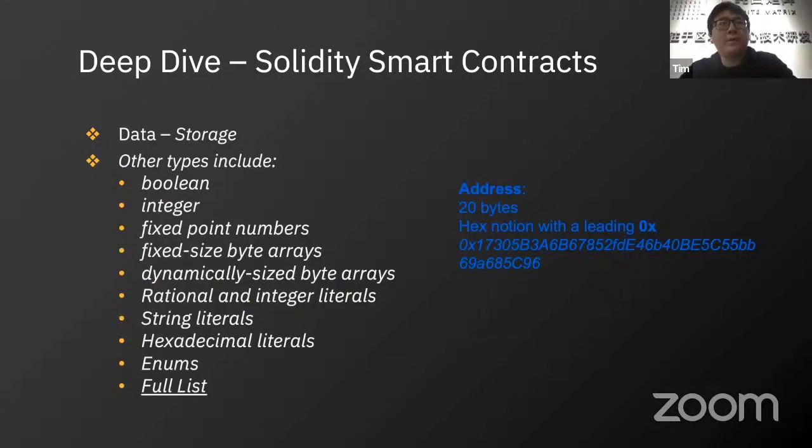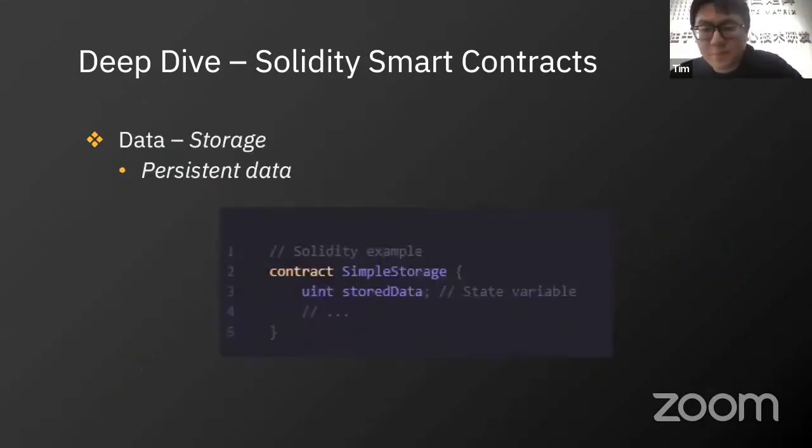There's another type, which is memory, right? If you don't want to persist the data onto the blockchain, and you just want to use the data or variable for computation, it's basically an intermediate variable. Then you just use memory.